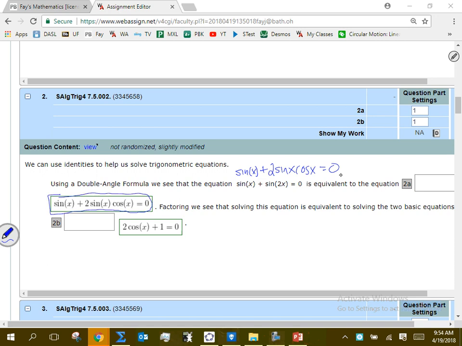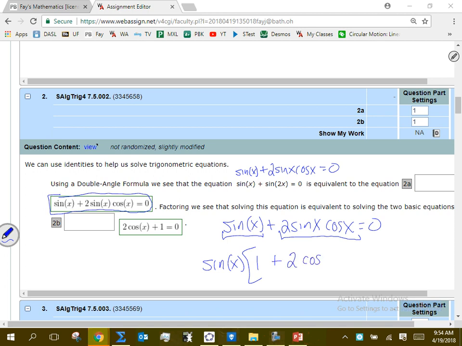So if we've got sine of x plus 2 sine of x cosine of x, and several people have asked about things like this throughout this assignment, what do we do next? Well, this is one individual term, and this is one individual term. What do they have in common? Sine x. So take that sine x out, and what I'd be left with is a 1 there, plus 2 cosine x, is equal to 0.